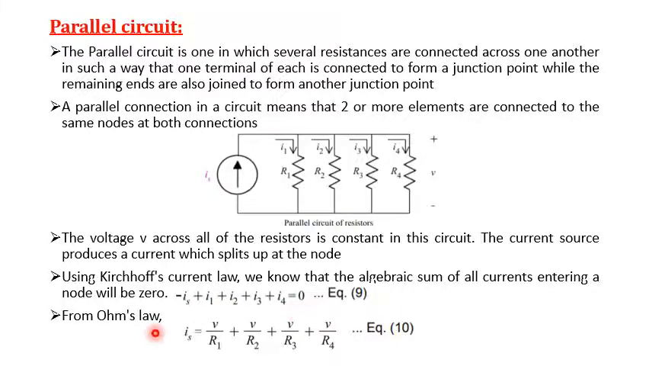Now from Ohm's law, separating the terms, Is is equal to I1 plus I2 plus I3 plus I4. In place of I1 you can write, from Ohm's law, V divided by R1, because the voltage drop for all the resistive components is the same. Since I1 is V divided by R1, I2 is V divided by R2, I3 is V divided by R3, I4 is V divided by R4. Call this equation number 10.